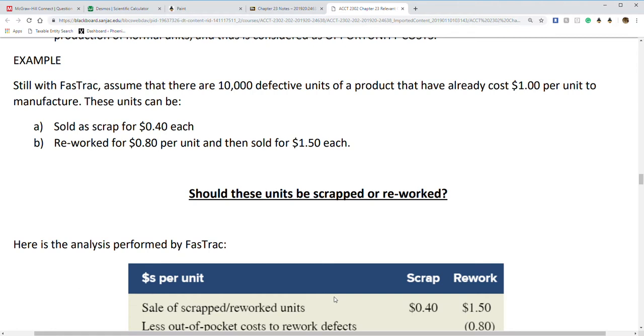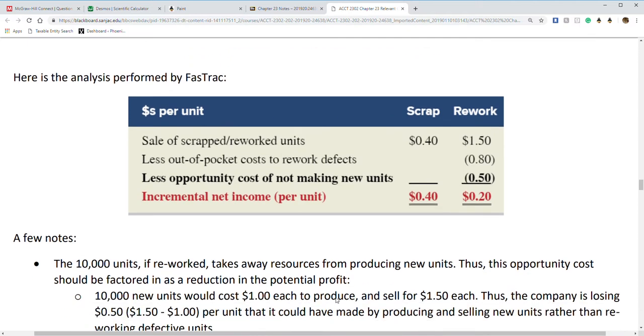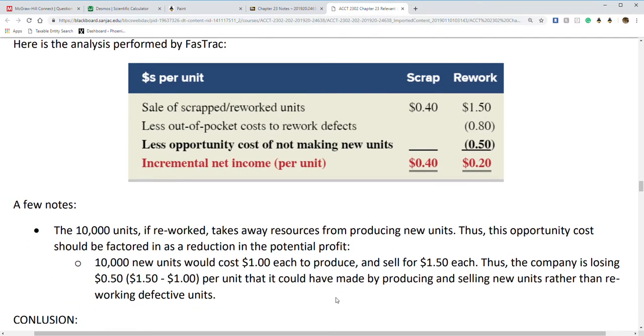So the question should be, should we scrap it or rework it? They're making more money if we decide to rework it than scrapping. So some people, again, using the eyeball test, would be going, that sounds good. Let's go with that. But this is our analysis going on.